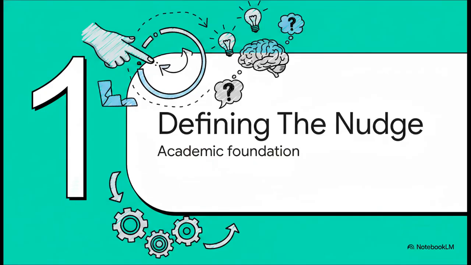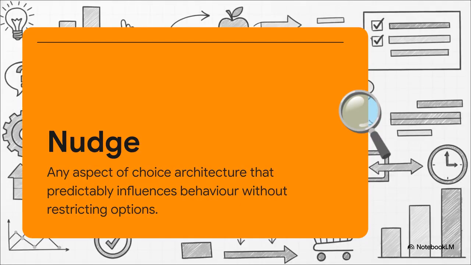Section 1. Defining the nudge. So, behavioral economists Richard Thaler and Cass Sunstein established some pretty strict definitions for us here. A nudge is essentially any aspect of choice architecture that predictably influences your behavior, but, and this is absolutely key, without restricting your options. Choice architecture is just the totality of the environment shaping your choices. We're talking the order of the options, the default settings, the framing, the whole shebang.